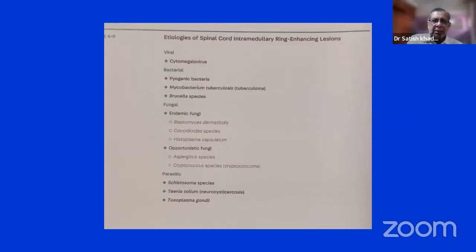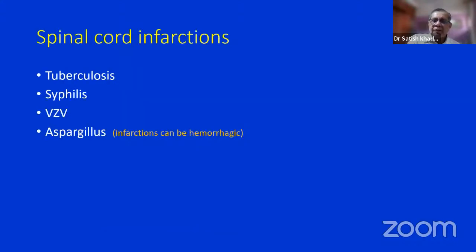Then there is a table in the chapter which is about ring enhancing lesions in the spinal cord. And again, like Dr. Katrak has been mentioning, the order needs to be changed in India. I think we will have tuberculosis and cysticercosis, and then everything else. Some of the spinal cord infections lead to spinal cord infarctions, like we said in the beginning: tuberculosis, meningovascular syphilis, varicella zoster virus, and the aspergillus fungus, where the infarctions can be hemorrhagic. Again, I have never seen an example of hemorrhagic spinal cord infarct.